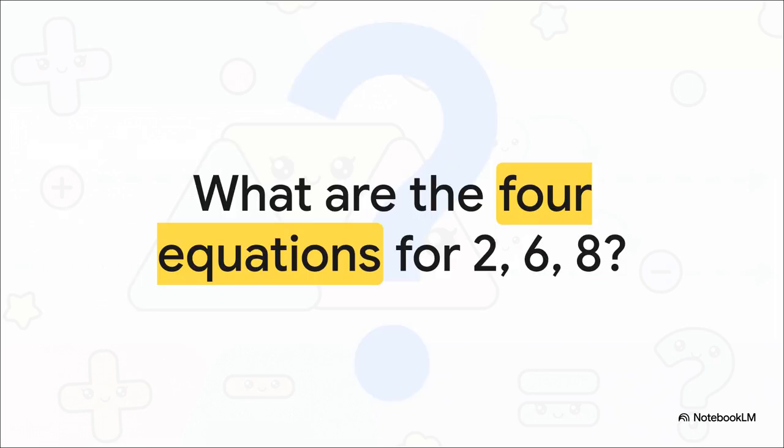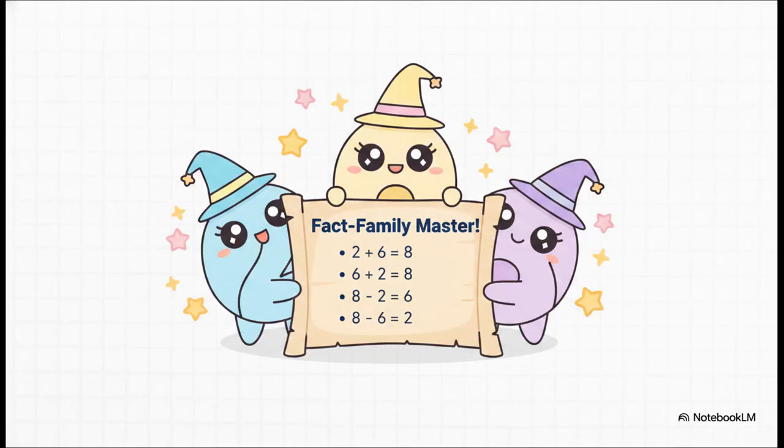Now that you've seen the magic, it's your turn. Look at the numbers 2, 6, and 8. What are the four equations for this fact family? I want you to shout them out loud right now. Start with your two addition equations, and then tell me your two subtraction equations. Go for it. All right, let's check your work.